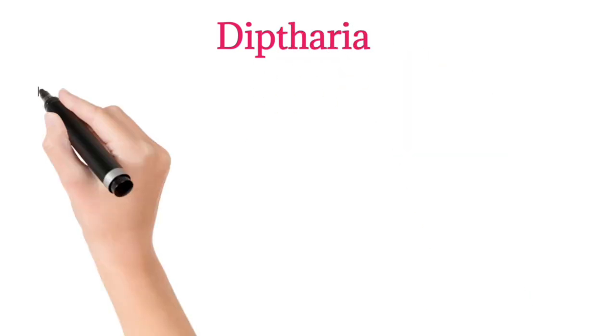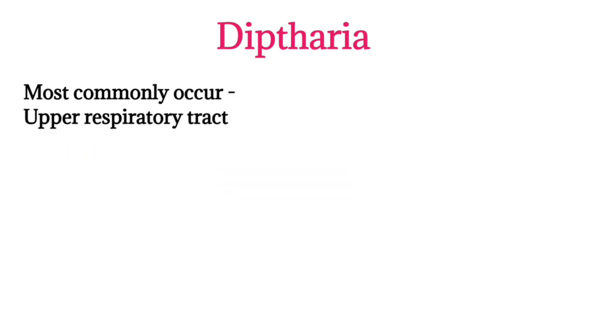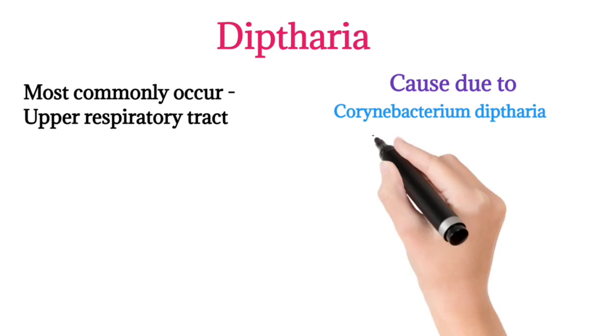Hello everyone, today we will discuss diphtheria. Diphtheria is a bacterial infection that occurs commonly in the upper respiratory tract. It is caused by Corynebacterium diphtheriae.